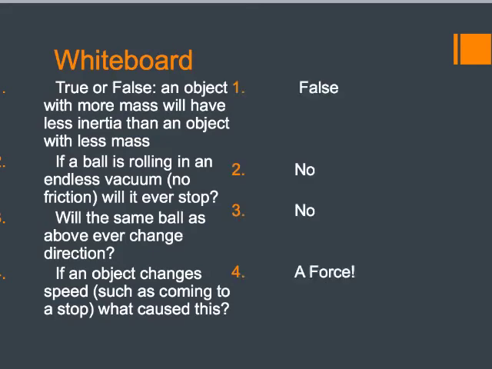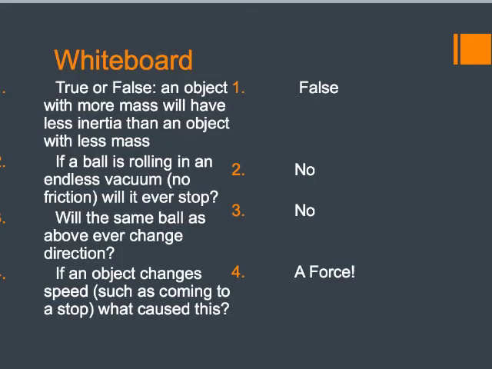So, on the next slide, here are the answers. That was false. Mass and inertia are proportional, which means if you have a lot of one, you have a lot of the other. Okay, as mass goes up, so does inertia. And then if a ball is rolling in an endless vacuum, meaning no friction, will it ever stop? The answer is no. The reason why things rolling on Earth stop is because the floor has friction, and friction is a type of force.